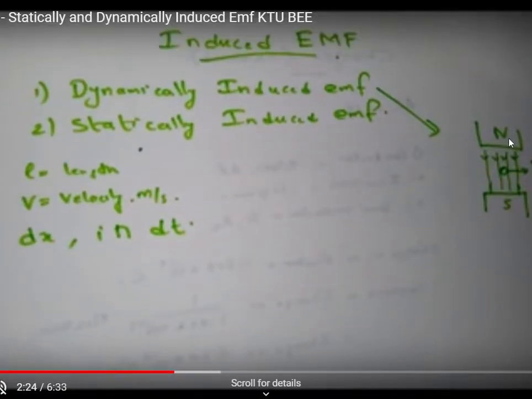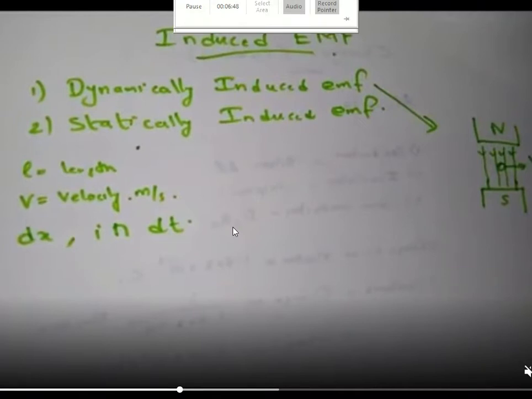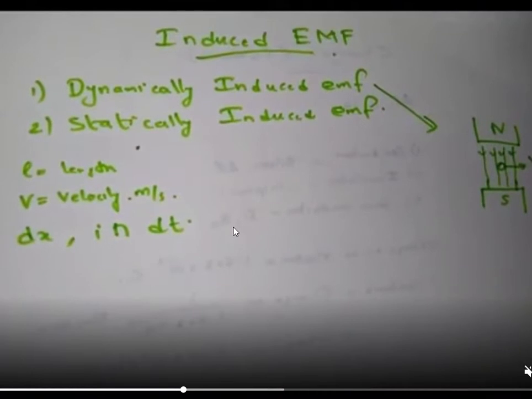Let L be the length of the conductor, and it is moving with a velocity v. Suppose it is moving a distance of dx in a small time dt. Suppose this coil is rotating a small distance dx in time dt. So what will be the EMF induced?